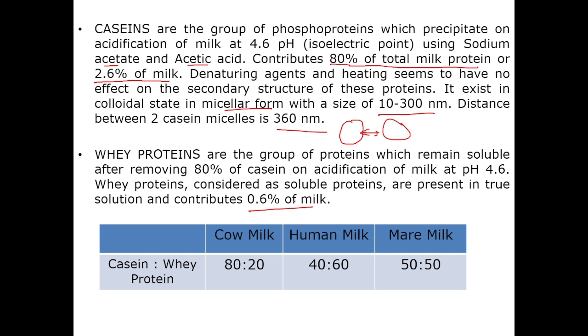Now if we see the casein to whey protein ratio in different species: in cow milk, the ratio is around 80 to 20. In human milk it is 40 to 60, and in mare milk it is 50-50. So in cow milk the majority is casein, in human milk the majority is whey protein, and in mare milk they are in equal concentration.